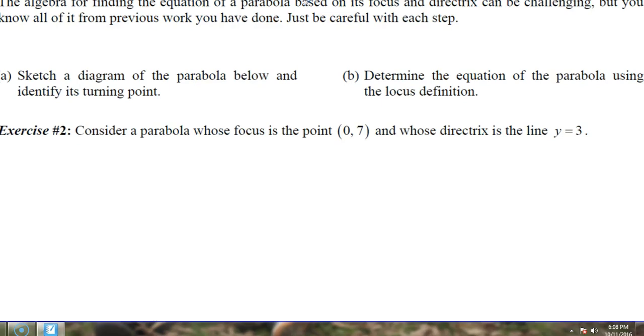In this recording, we're going to continue our study of the locus definition of a parabola using the focus and directrix. And here we're going to get into some algebra where we need to actually find the equation of a parabola that has a particular focus, in this case (0, 7), and directrix y equals 3. So the first task is to sketch a diagram of this and identify its turning point.